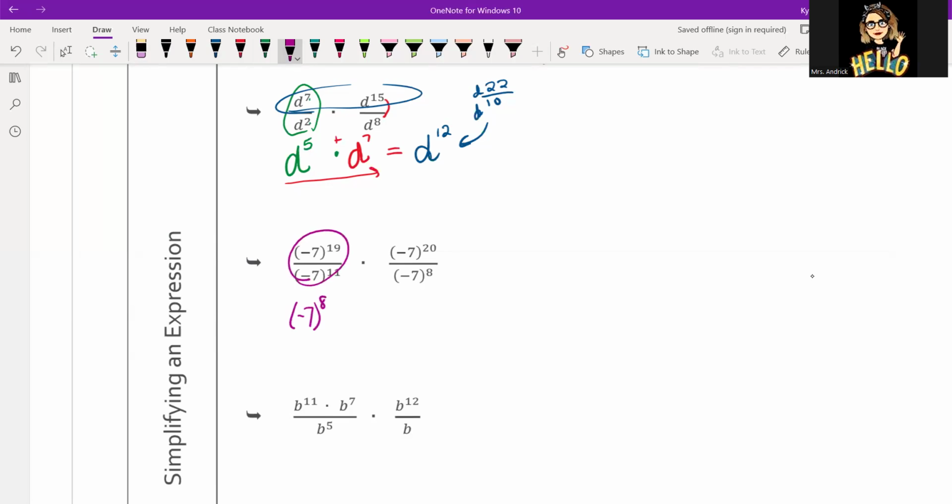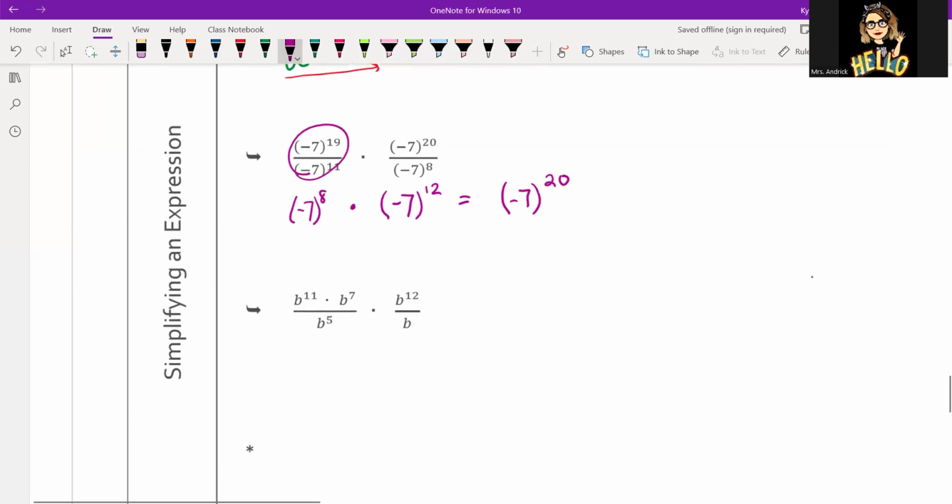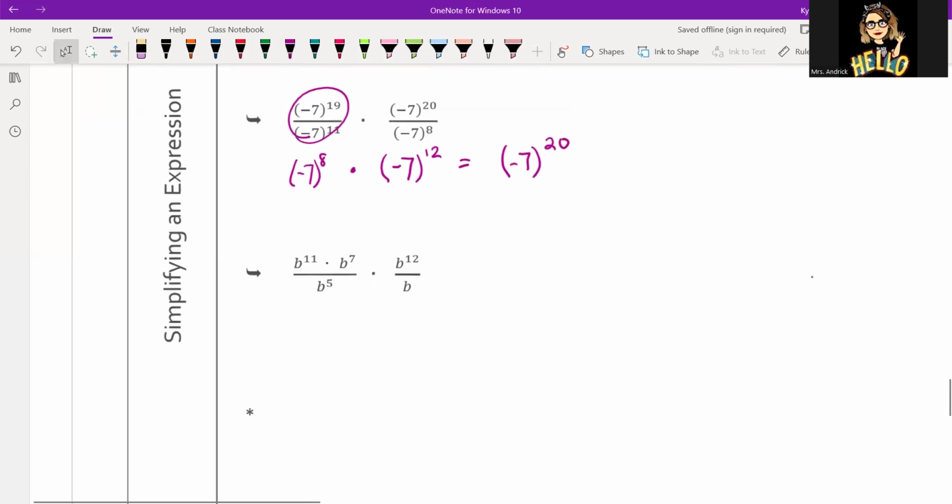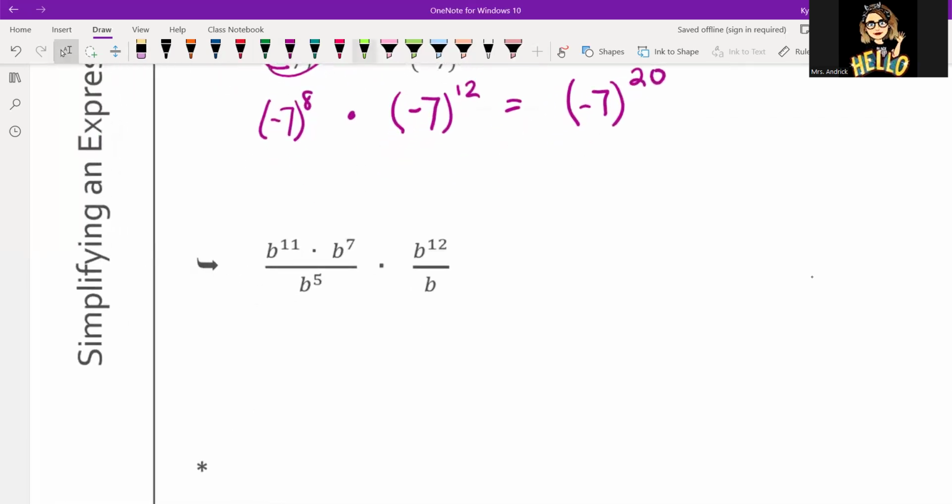This first one becomes -7 to the 8th power. This next one becomes -7 to the 12th. So when we finish that up by going across, we're going to add. We should get -7 to the 20th. The only difference about this third one is that we have to simplify the numerator before we can go down. So just one more extra step.